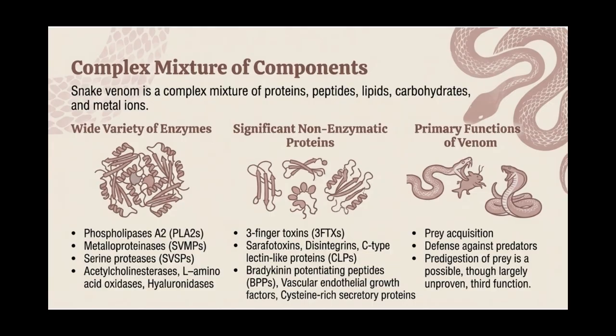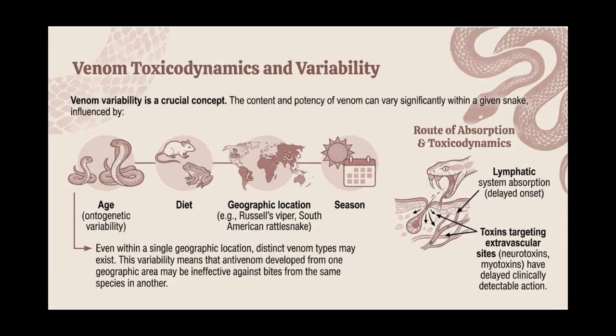The primary functions of snake venoms are the acquisition of prey and protection against predators, although a third function, which involves the predigestion of prey, has been suggested. This remains largely unproven. Snake venoms contain components that exert one or more distinct toxic actions. Many potent toxins have highly specific targets, such as the neuromuscular junction or components of the hemostatic system.